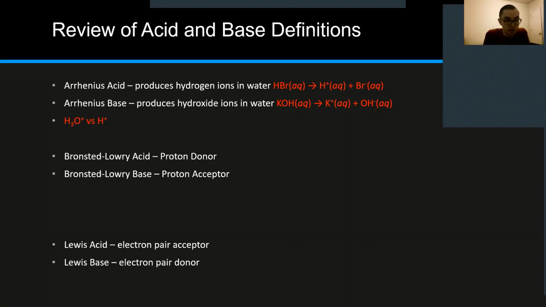These are examples of an Arrhenius acid and an Arrhenius base. In the first example, we have HBr in aqueous solution, which breaks down into H+ aqueous and Br- aqueous. So if we look at the definition, an Arrhenius acid produces hydrogen ions in water. Likewise, for an Arrhenius base, in this example we have potassium hydroxide, which breaks down into K+ and OH-. So it produces hydroxide ions in water.